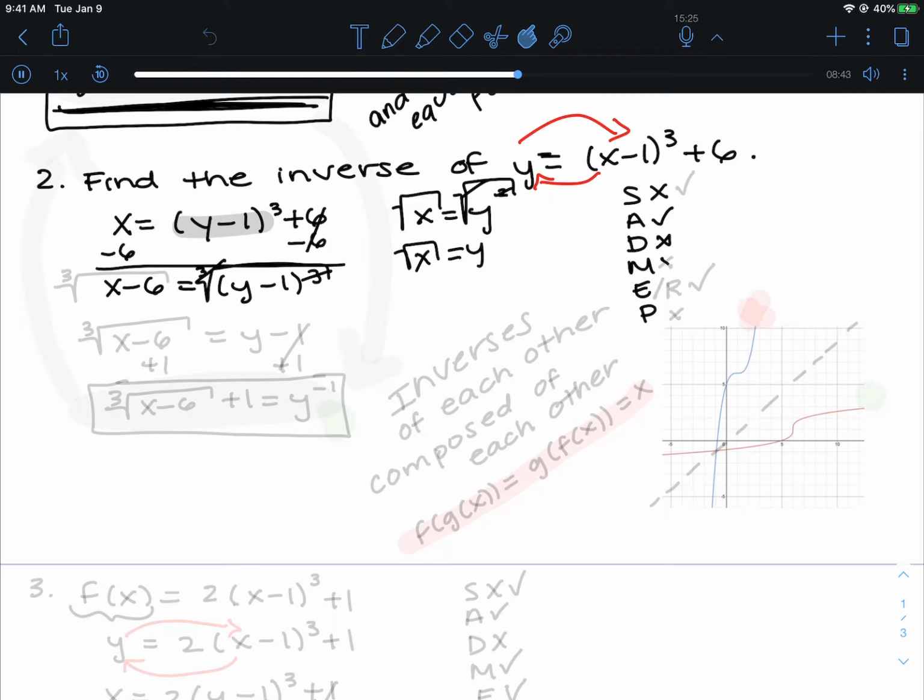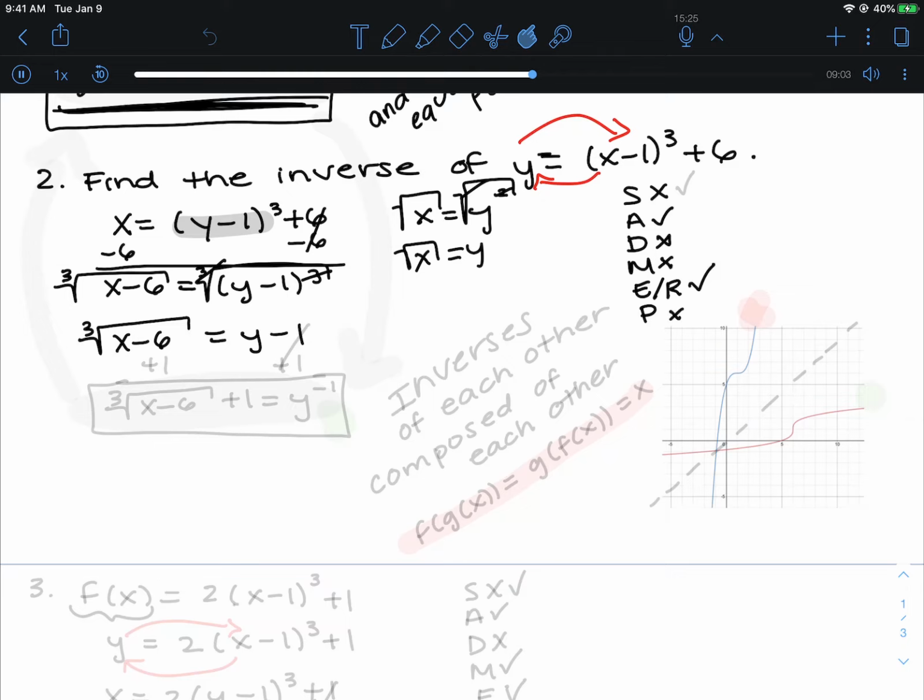So did we have division, multiplication? No. Exponent? Yes, because it's a radical. So what I do to one side, I do to the other. So I'm going to cube root all of this on the left side. Okay. And so now we're going to have the cube root of x - 6 equaling y - 1.